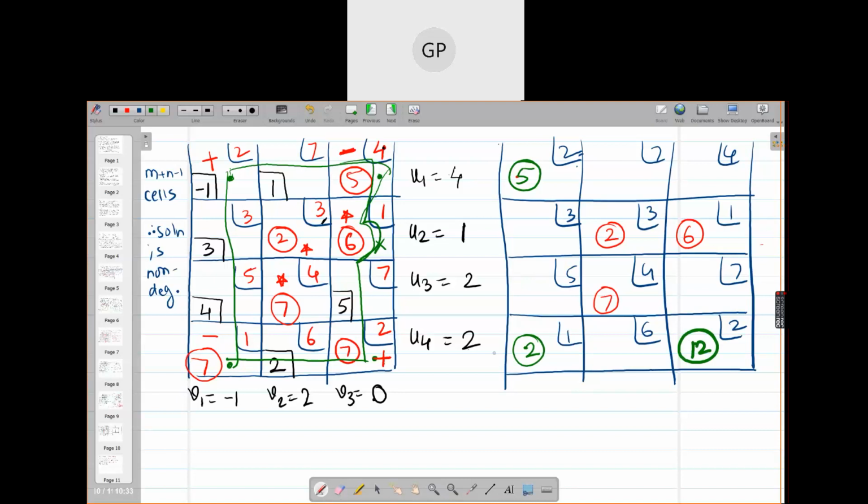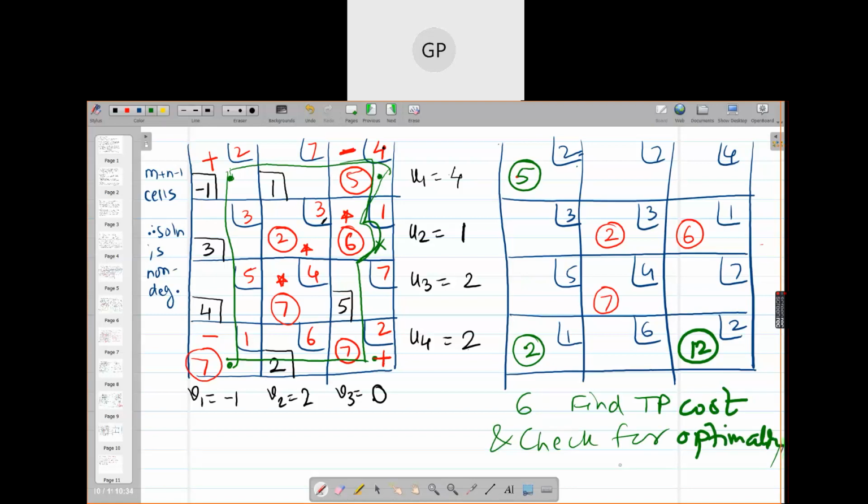Again, how many allocations do you have? What is the number of allocations? 6 allocations. Find out the transportation cost. 76. Now check for optimality again. Again, you have to find out the Uis, Vjs, and Dijs for this new solution.